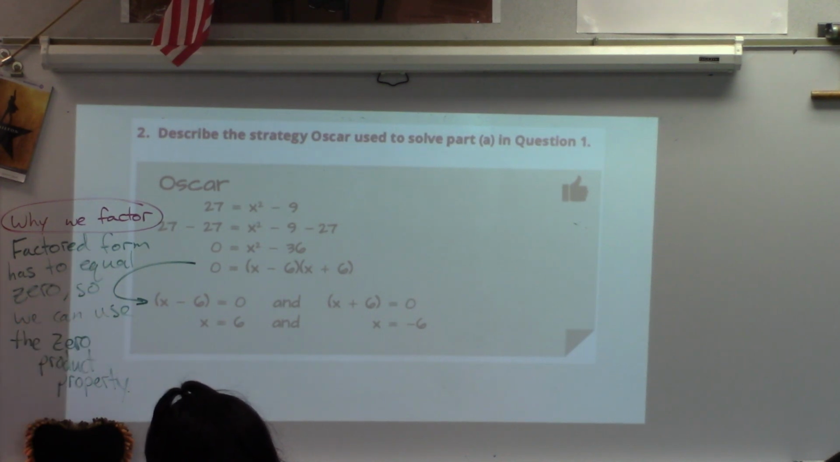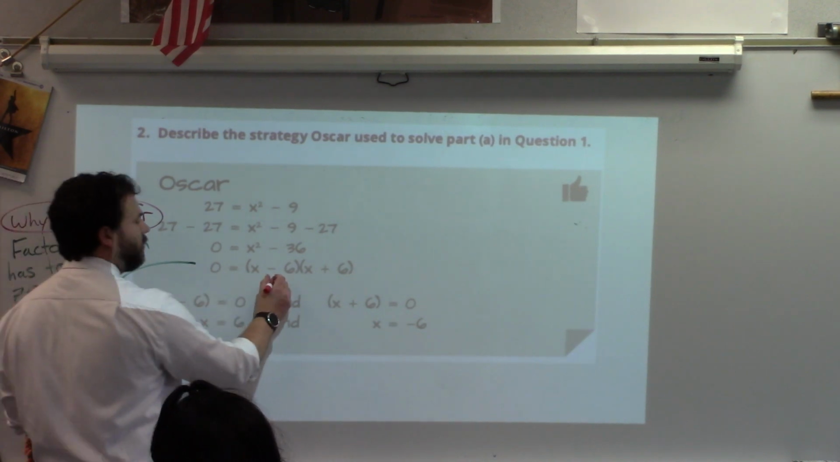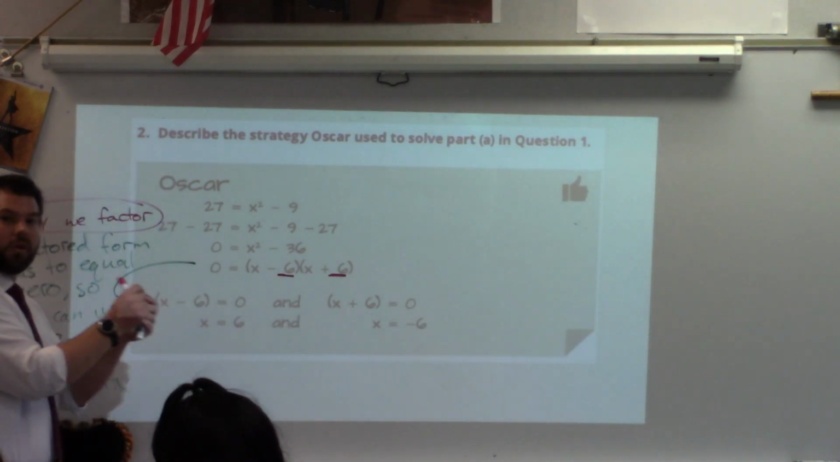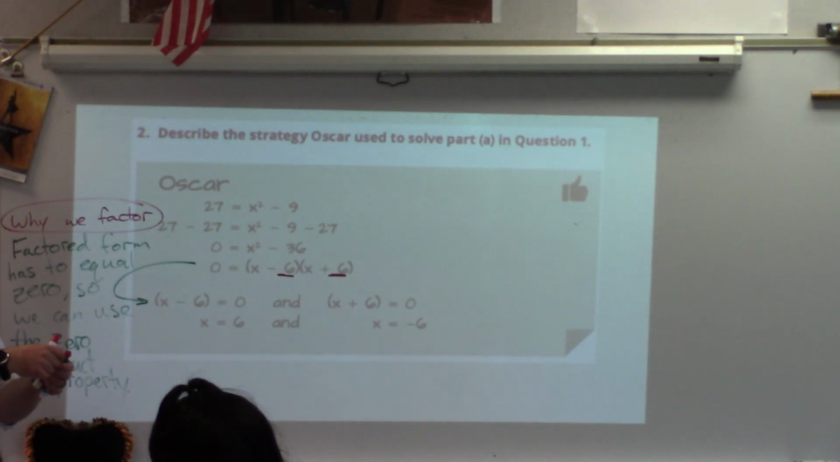Put it in the calculator. Okay, what do you mean by put it in the calculator? Graph it. Okay, because what are we going to look for when we graph it? The x-intercepts. Remember, I could check to see if those are the roots of that function. That's a great way to do it.